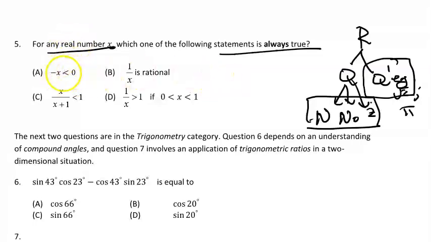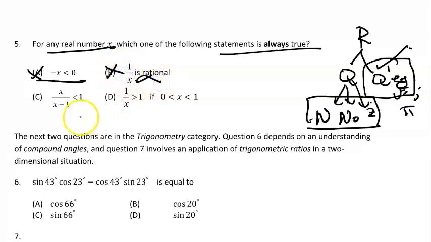So by a process of elimination, if I say minus x is less than 0, that means if I substitute a positive value in here, it would be true. But if I substitute a negative number in here, let's say minus 1, it will be positive 1. And positive 1 is not less than 0. So this one is out. 1 over x is rational. Now, real numbers can also be an irrational number. So if you get 1 over an irrational number, that is going to also be irrational. So that one is wrong.